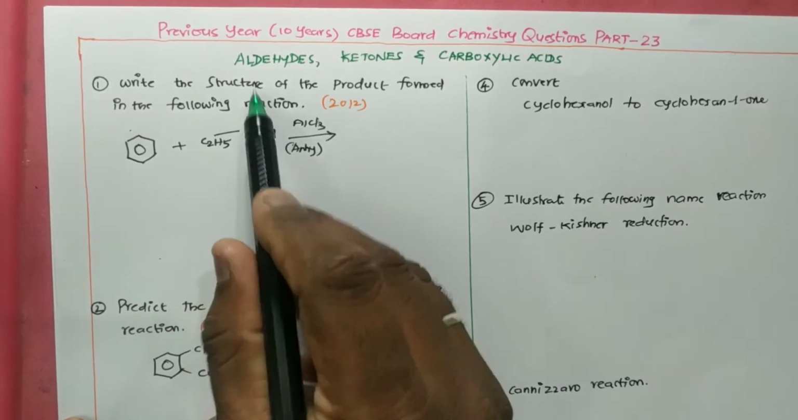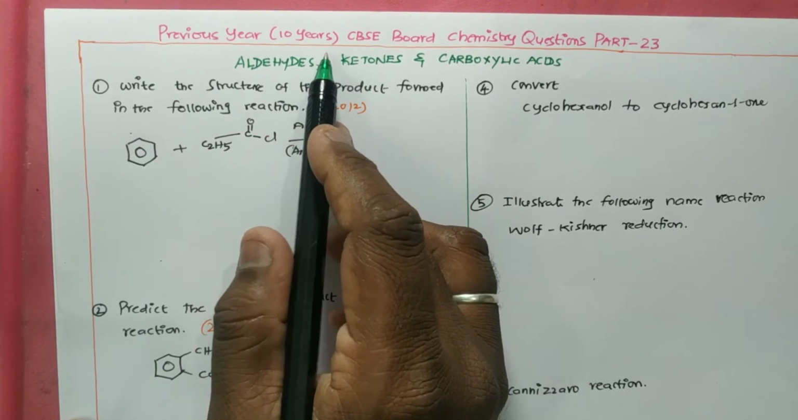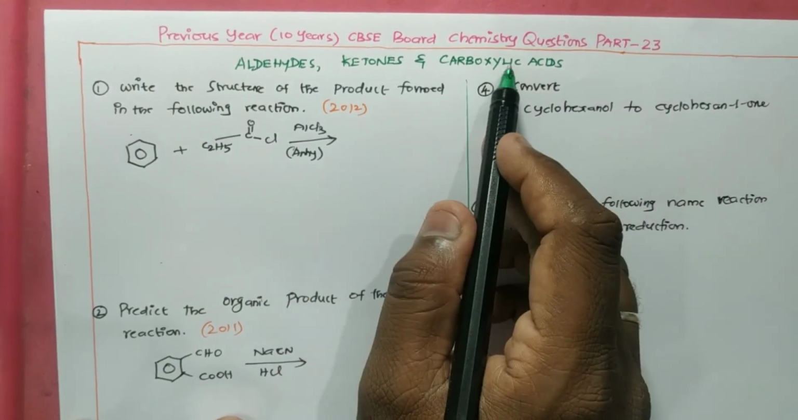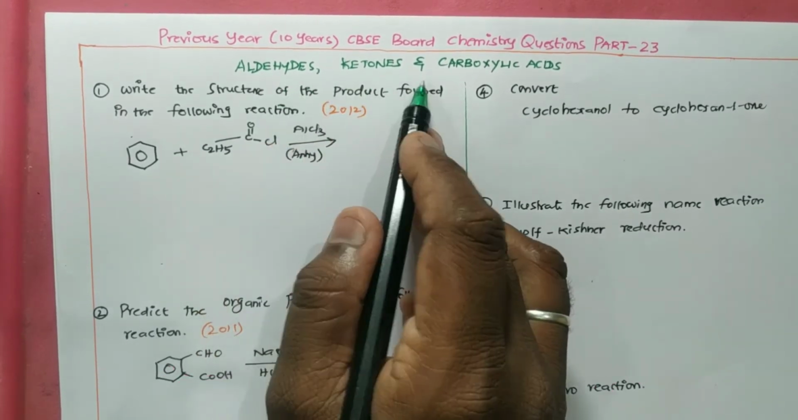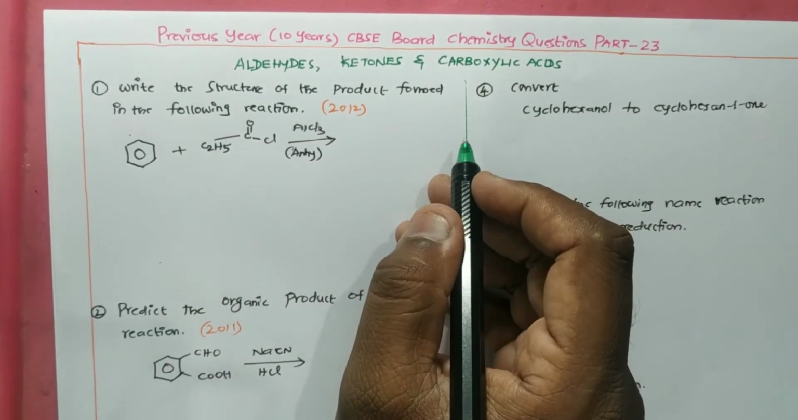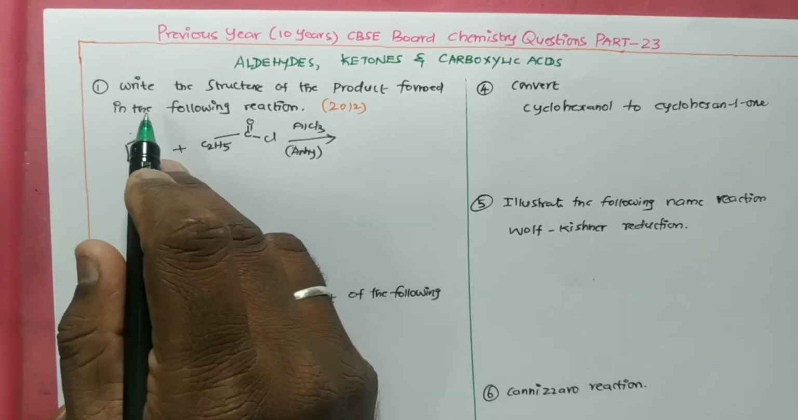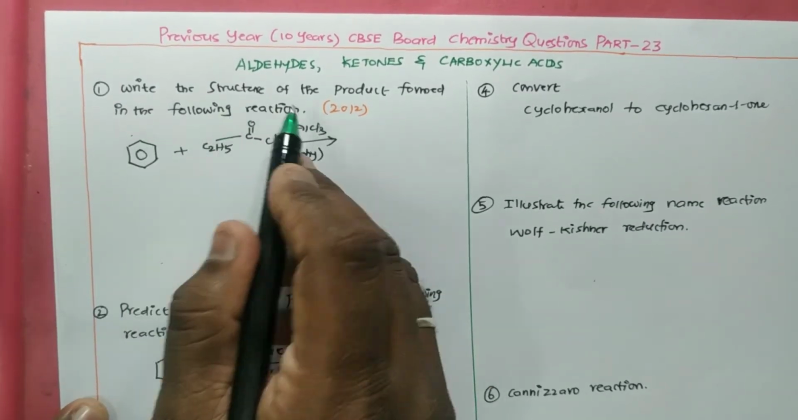Today we are going to talk about the previous year, that is last year CBSE Board Chemistry questions, part 23, in which we are going to discuss the aldehydes, ketones and carboxylic acid chapter. So here the first question is, write the structure of the product formed in the following reaction.